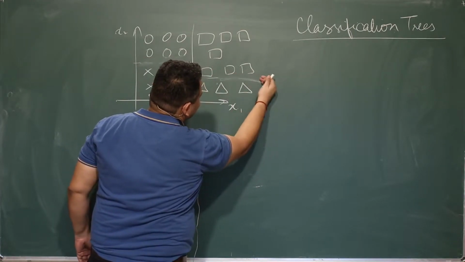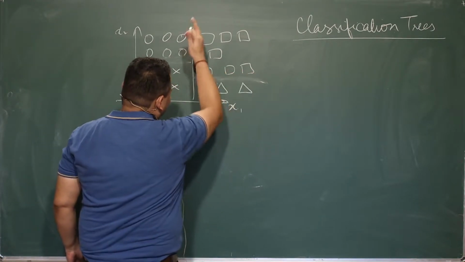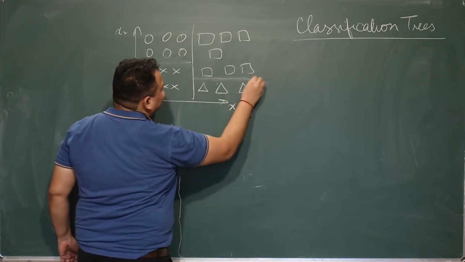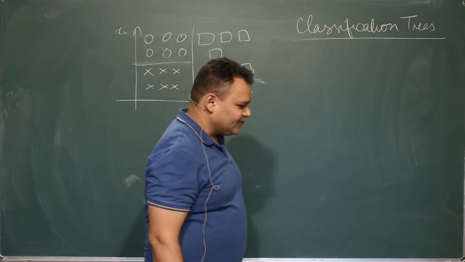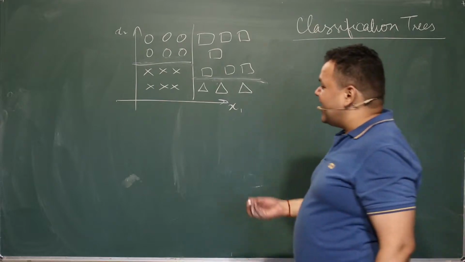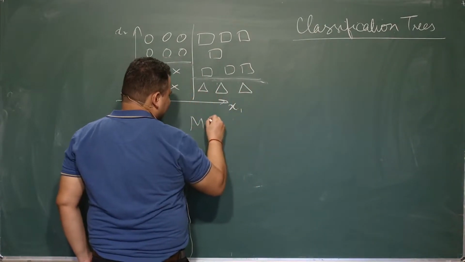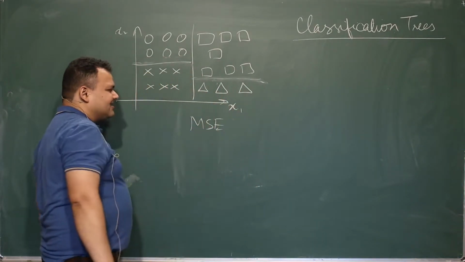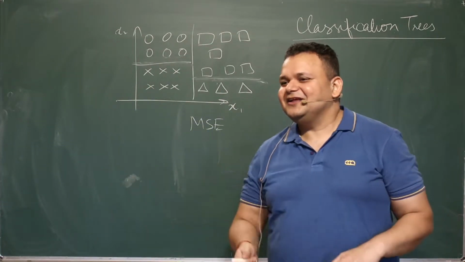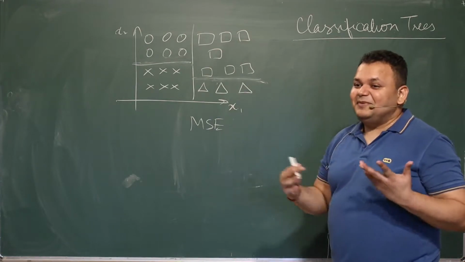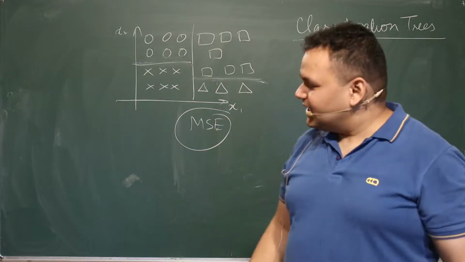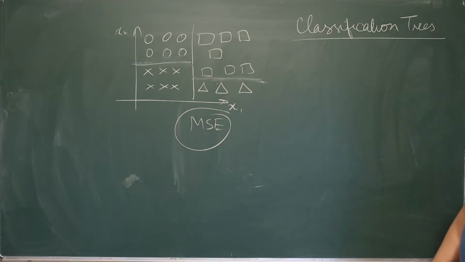The second partition might be this. So the first partition is going to look something like this. Then the next 2 partitions may look something like this. But how are you going to build your trees? In the previous case, we were using MSE, the mean squared error, as the generation criterion. The basis on which we were generating our tree in case of regression was MSE. Now how are you going to generate your tree?